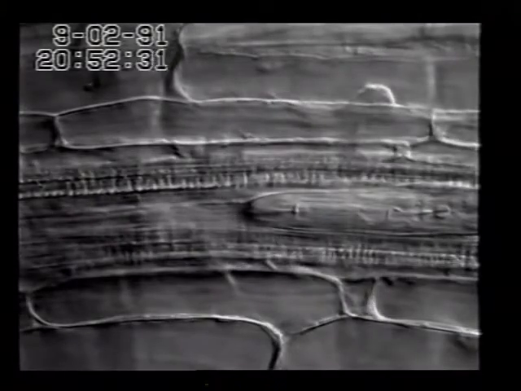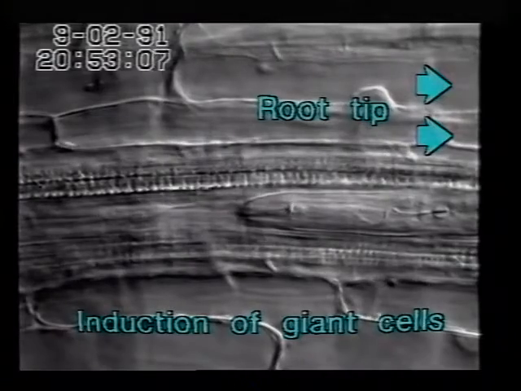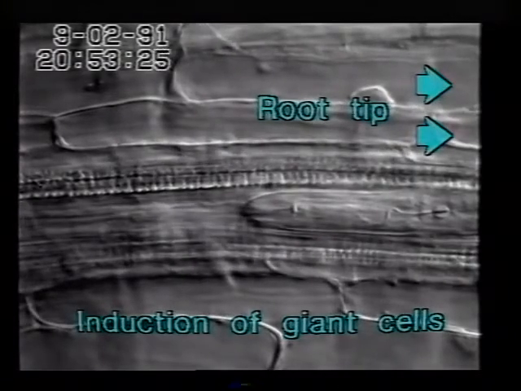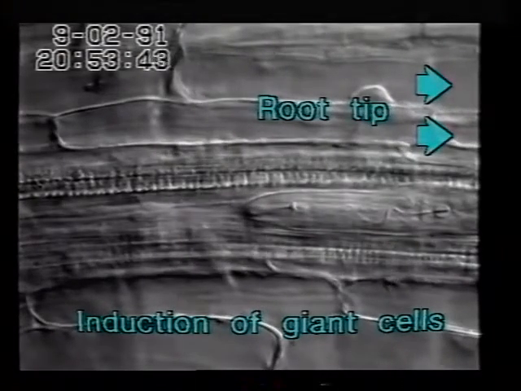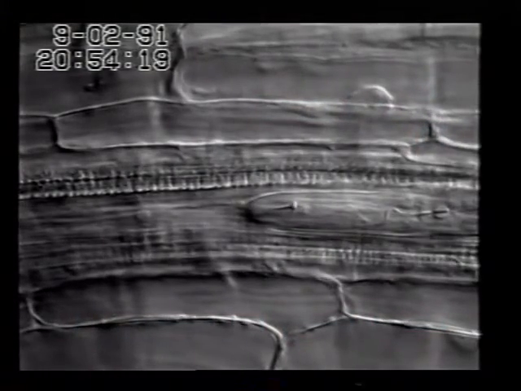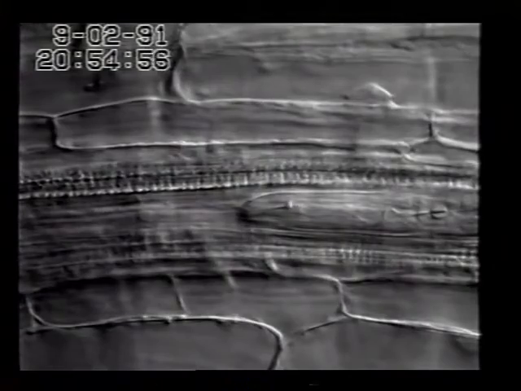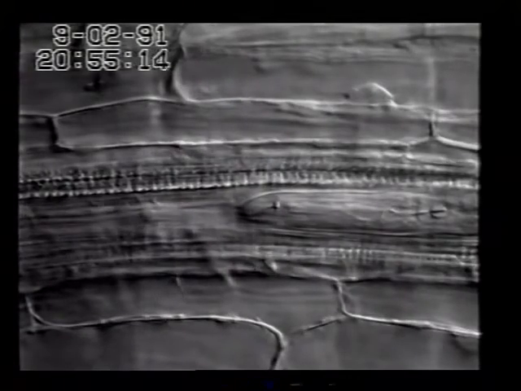For technical reasons, this and all following scenes are turned round at 180 degrees so that the root tip is at the right-hand side. The juvenile has now reached the region of the vascular cylinder, where it gradually slows down its forward migration and starts to induce the first giant cells.